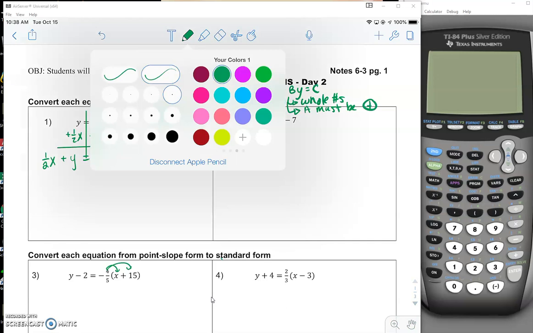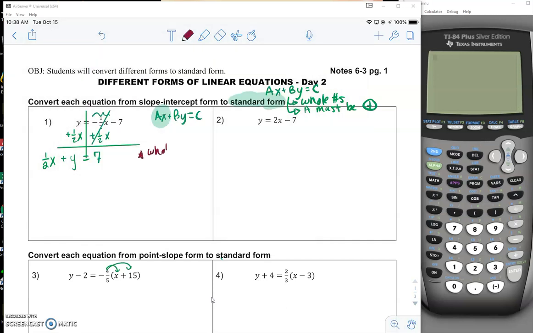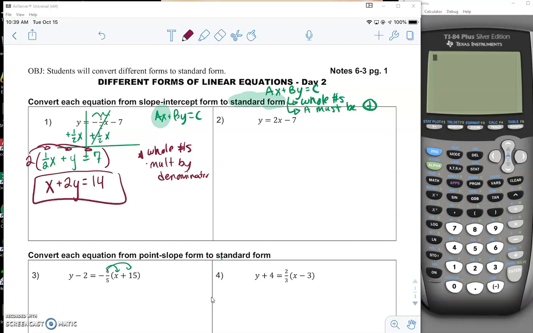This is almost in standard form, but remember, in standard form we have to have whole numbers. To get rid of this fraction, I can multiply by the denominator. So I am multiplying everything by 2. 2 times 1/2 x makes 1x. 2 times y is 2y is equal to 2 times 7 is 14. This is now in standard form, ax plus by equals c, with a being 1, b being 2, and c being 14.